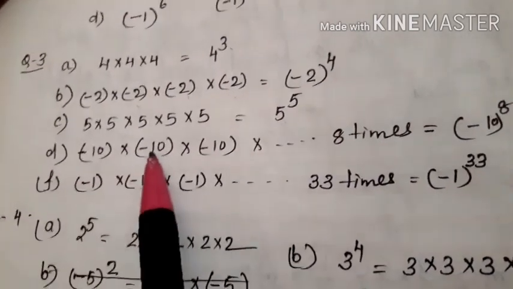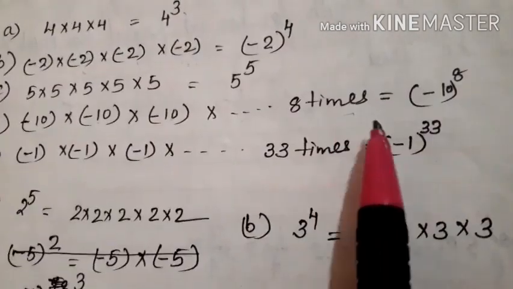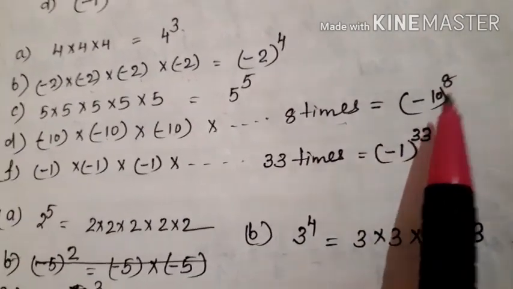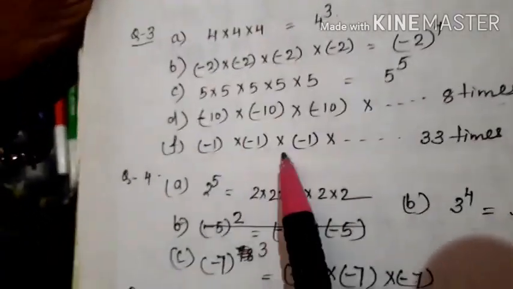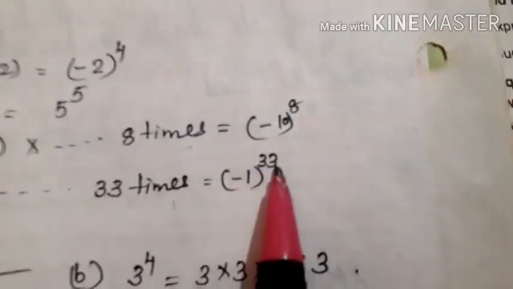Minus 10 into minus 10 and so on up to 8 times. Then you have to write minus 10 to the power 8. Minus 1 into minus 1 into minus 1, 33 times. Then you have to write minus 1 to the power 33. Okay, like this you have to do.